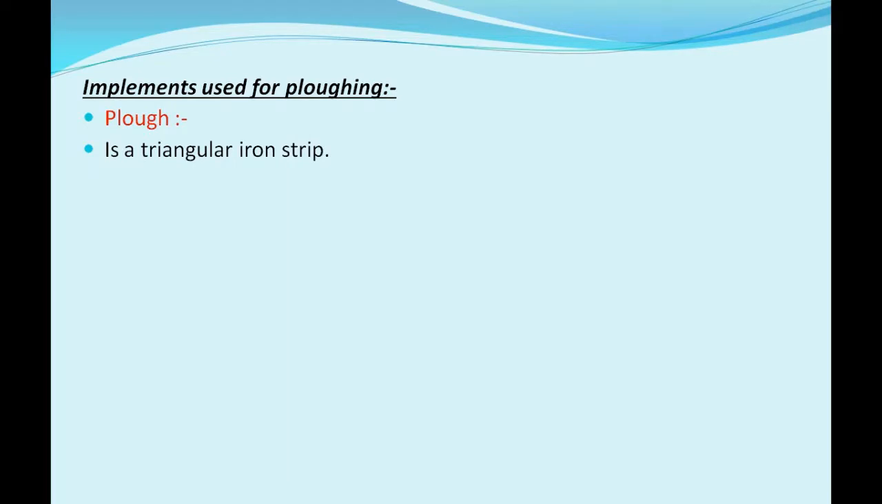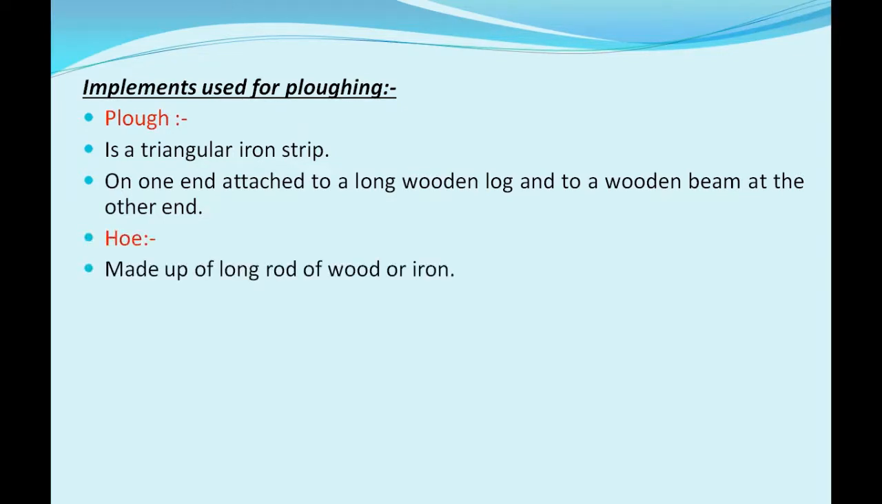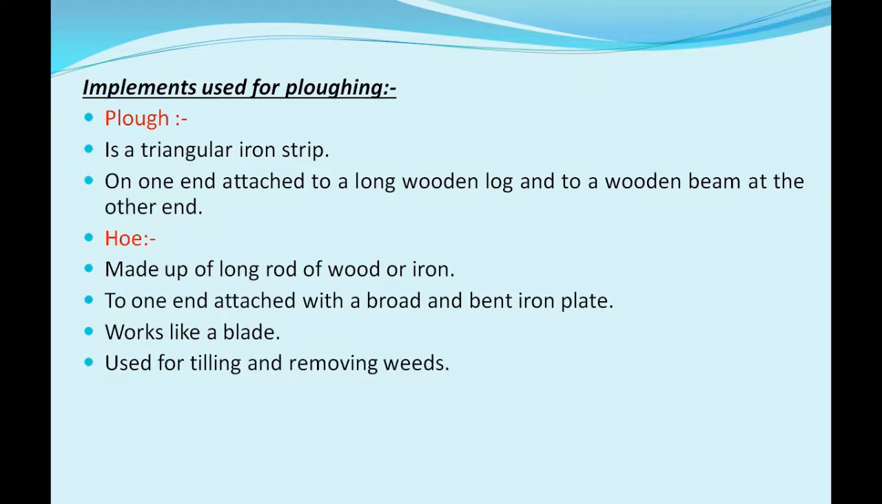Implements that are used for ploughing are: first is plough. Plough is a triangular iron strip on one end attached to a long wooden log and to a wooden beam at the other end. Second is hoe. Hoe is made up of long rod of wood or iron, to one end attached with a broad and bent iron plate. It works like a blade and is used for tilling and removing weeds. Third is cultivator. Cultivator is a tractor which is used nowadays to save time and labor.